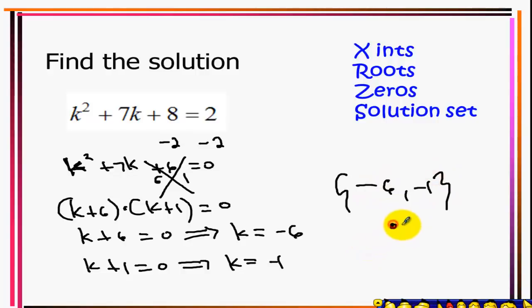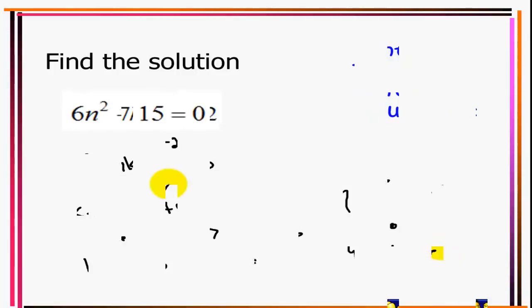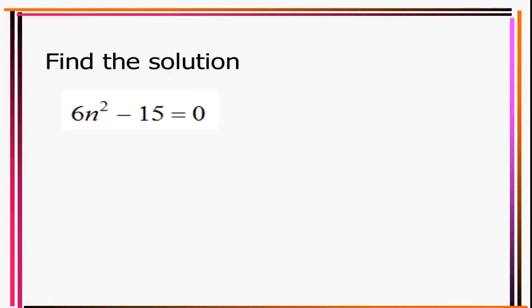And again, it doesn't really matter how we write the solution. The order does not really matter here. Alright, so there we go. This is the solution for k squared plus 7k plus 6 equals 0. Alright, next problem. Let's find the solution of 6n squared minus 15 equals 0.